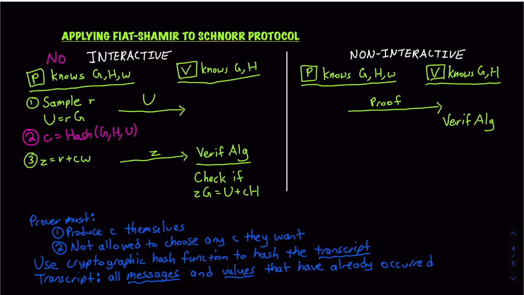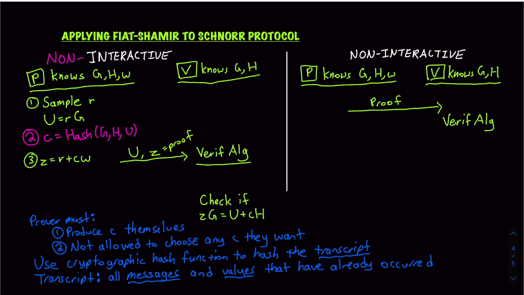The specific hash function, for example, SHA-256 or Keccak, would be agreed upon by the prover and verifier ahead of time. Once the prover has computed C, they continue with the protocol as usual. In one message, the prover sends U and Z to the verifier, which is the proof. Notice that now the verifier doesn't send anything to the prover. Once the verifier receives this message, what do they do? In other words, what does the verification algorithm look like now? The verifier's job is slightly expanded. Before checking the usual Schnorr equation, Z times G equals U plus C times H, they first need to compute the challenge C themselves.